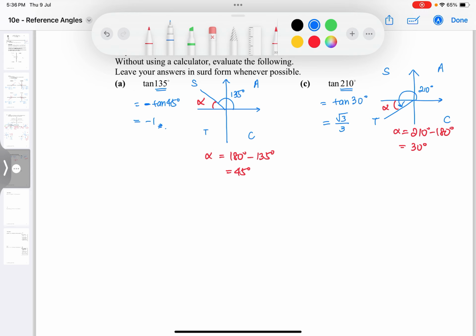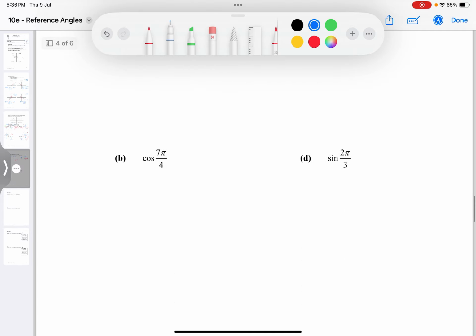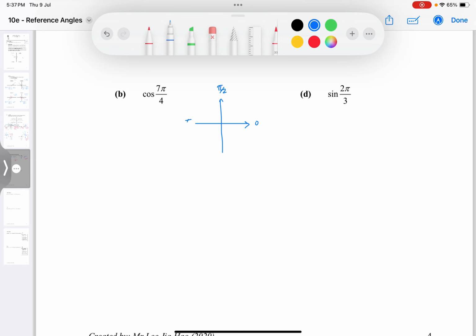Now we move on to part D. Cosine of 7 pi over 4. Same thing, just that now the angle is in radian mode, so you have to figure out a little bit, because I know you are still trying to convert. Either you convert or you get used to it. Because radian will be here: 0, pi over 2, pi, 3 pi over 2. If you don't want to convert, then you have to get used to the radian mode.